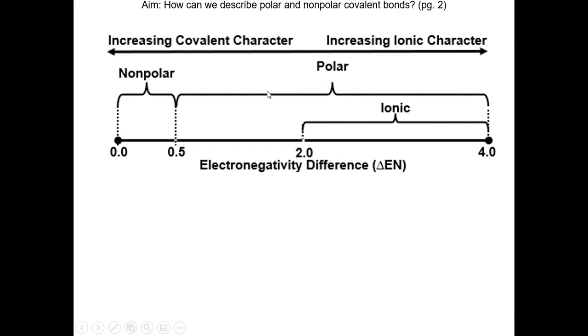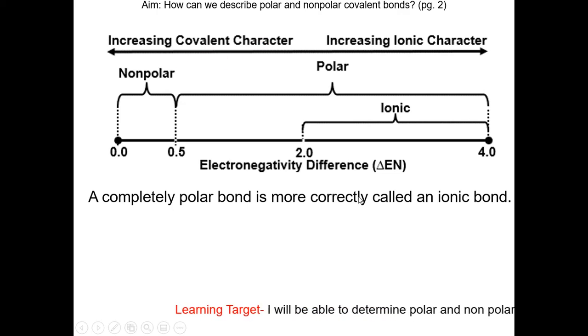Here's a nice diagram to help you identify if a bond is gonna be nonpolar, polar, or ionic. The more polar your bond is, the higher the electronegativity difference between the two atoms in the bond, and the bond has increasing ionic character. In the opposite case scenario, the less polar your bond is, the smaller the electronegativity difference, and the more covalent character your bond has. In some textbooks or scientific literature, an ionic bond is a completely polar bond.